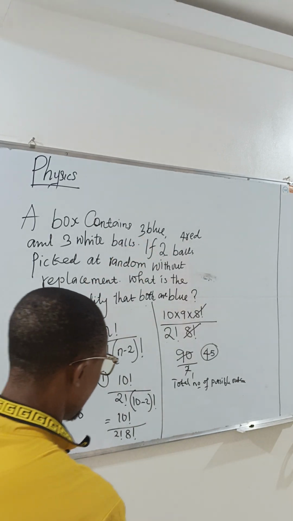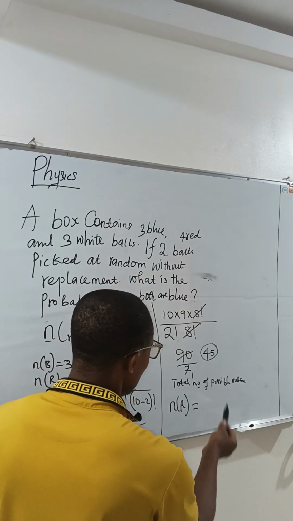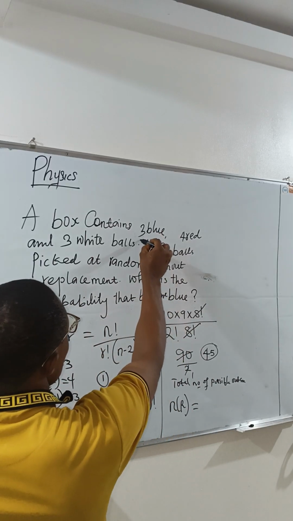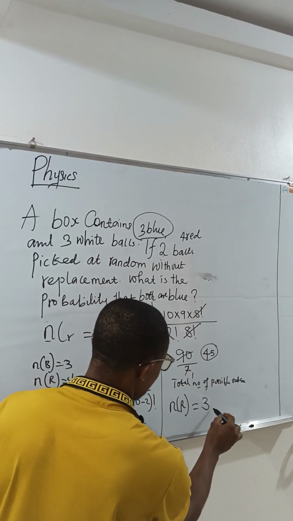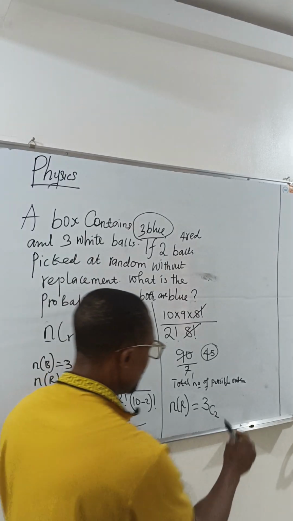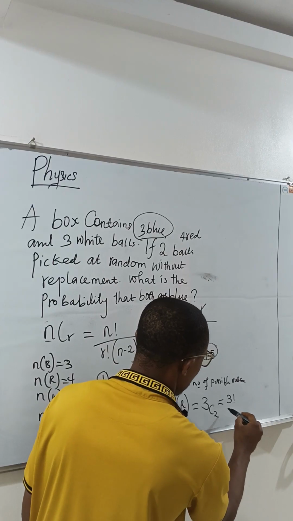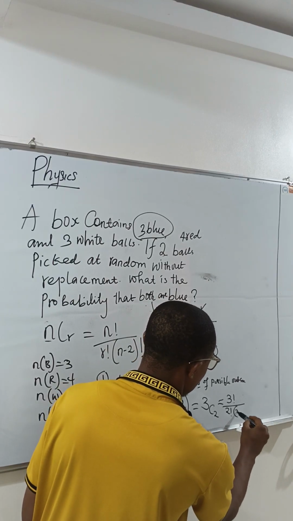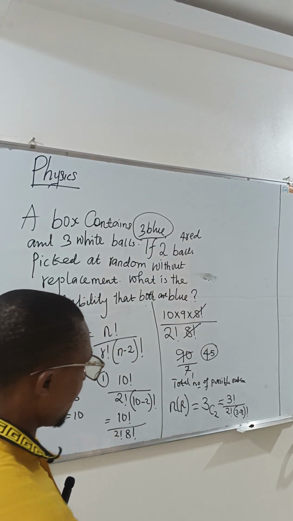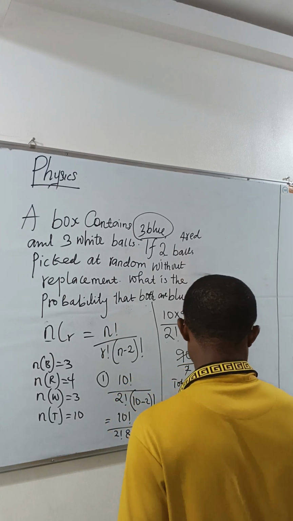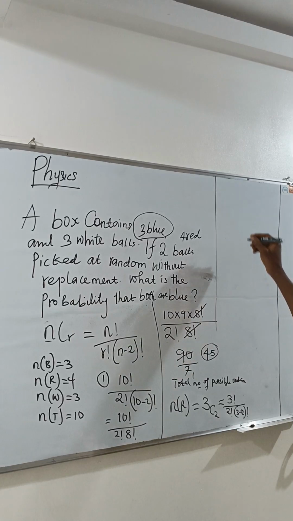Okay, now let us look at the required outcome, the one they picked, which is the blue. The total number of required outcomes: we use combination, as blue is the one we're talking about. Blue is 3, so we call it 3, and 2 are picked, so 3 combination 2. You get it? Which is the same thing as 3 factorial all over 2 factorial times (3 minus 2) factorial. Did you get it now? Now 3 minus 2 is 1, so that one has gone.